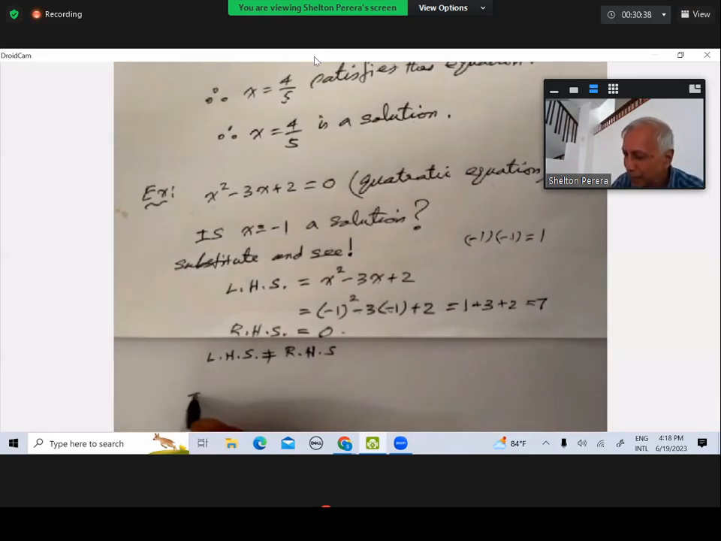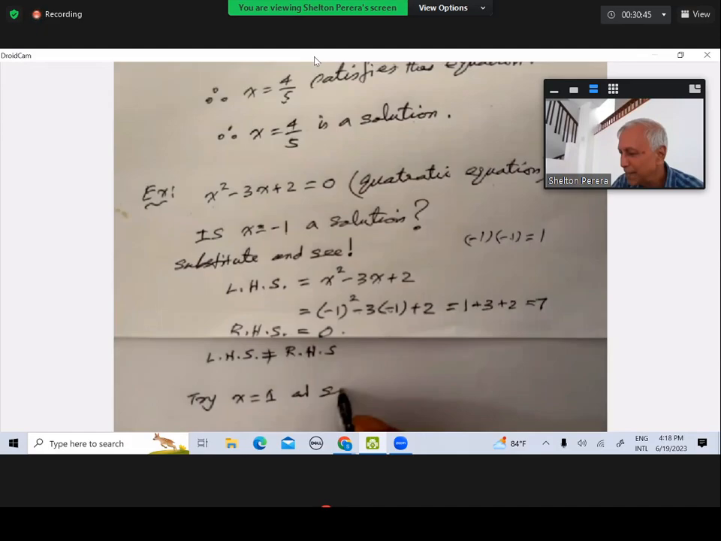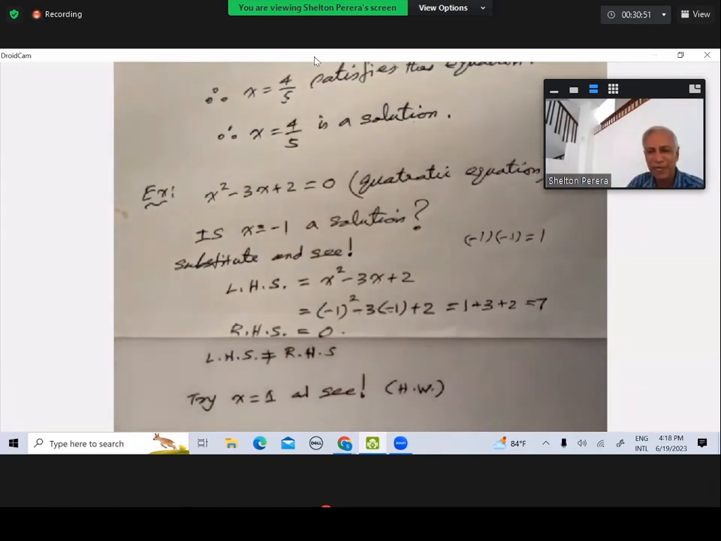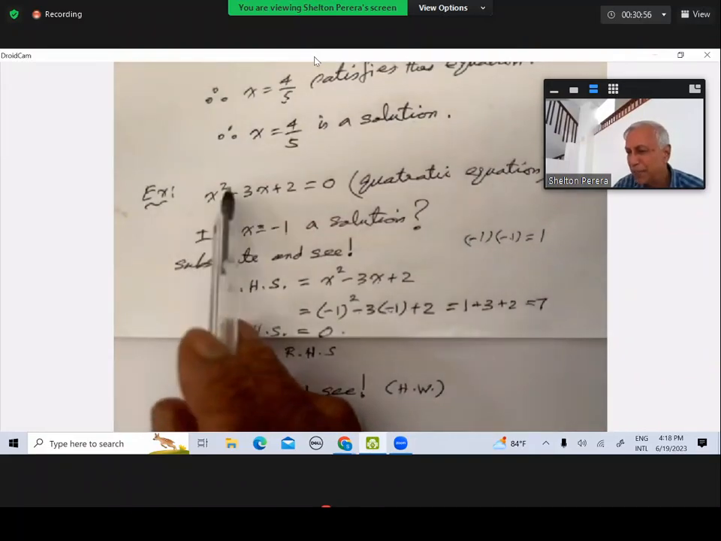So it's not a solution. Now, try x equals 1 and see. Okay? I leave that for you to do as homework. It's not only powers of x.